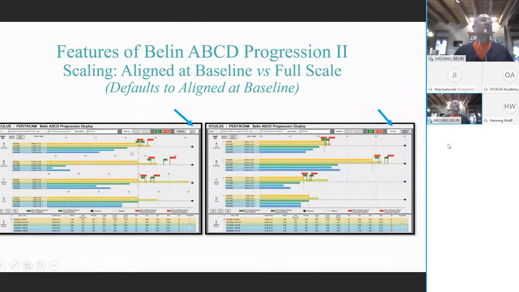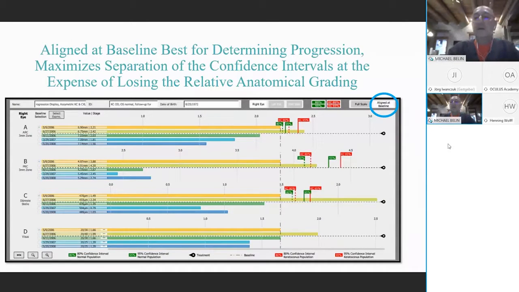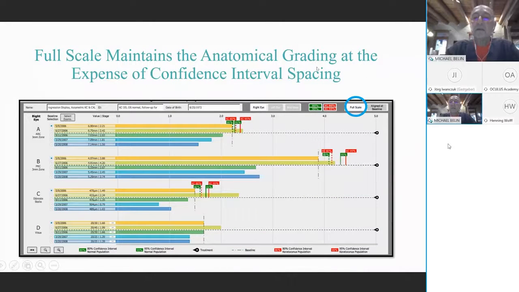Now, I mentioned that this is kind of like a car manual. There's a lot of features that you will never use, but actually, this is a closer pickup here. So aligned at baseline is best for determining progression. It maximizes separation at the expense of losing the relative anatomical gradient. Here it becomes much easier because it's a much larger picture. You can see again, each anatomical gradient is at a different scale. And here, the full scale, you can see again, it's the same scale throughout, but notice how close these confidence intervals are.